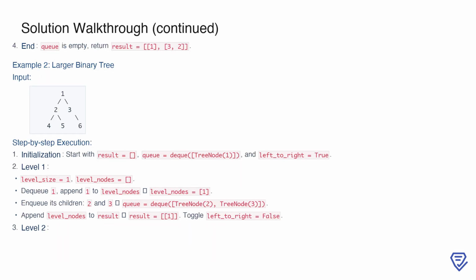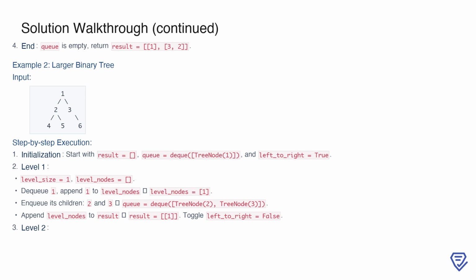After completing level 2, the queue is now empty, which means there are no more nodes to process. At this point, we return the result, which is [[1], [3, 2]]. Now, let's examine a larger binary tree. This tree has a root node of 1, children 2 and 3, and additional nodes 4, 5, and 6 at deeper levels. The traversal process begins with the same initialization: an empty result, a queue containing the root node, and left_to_right set to true.